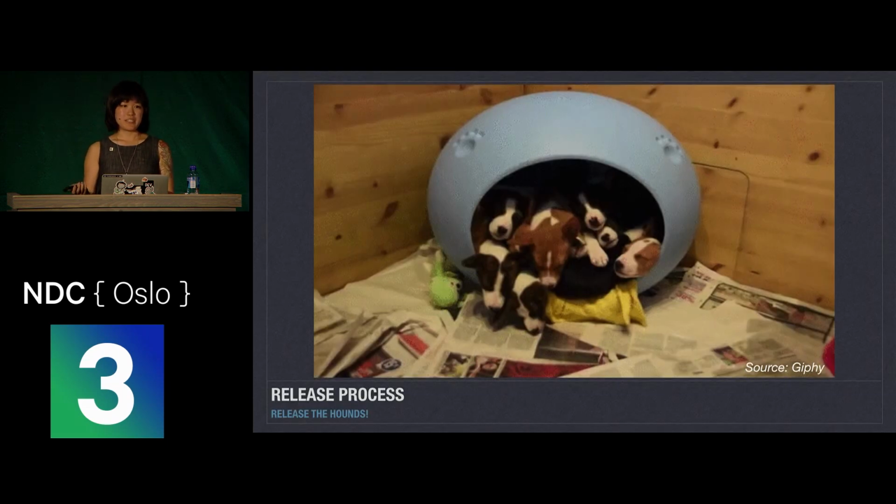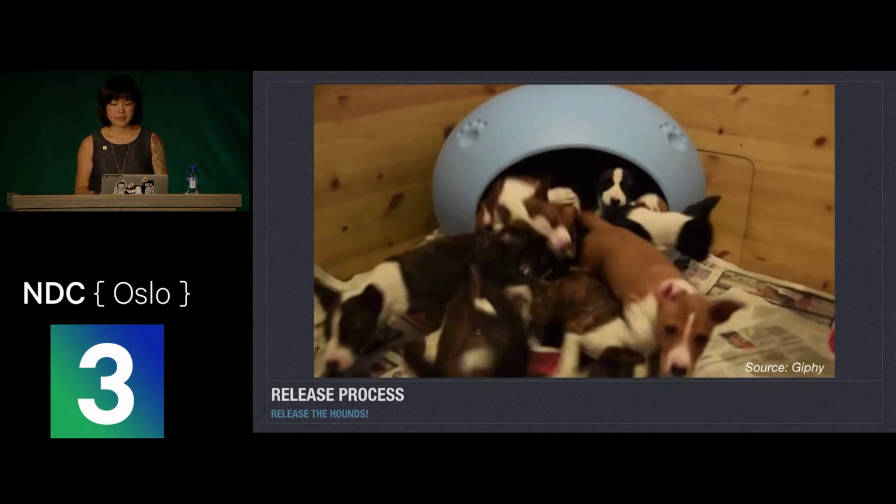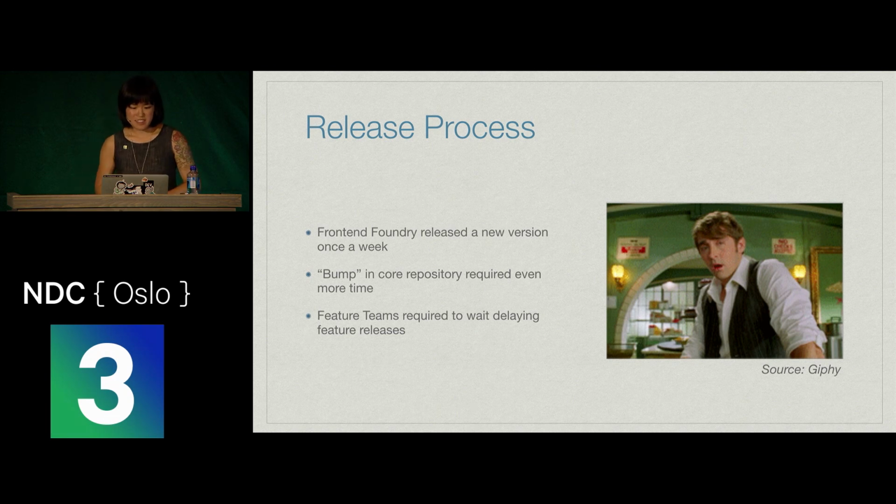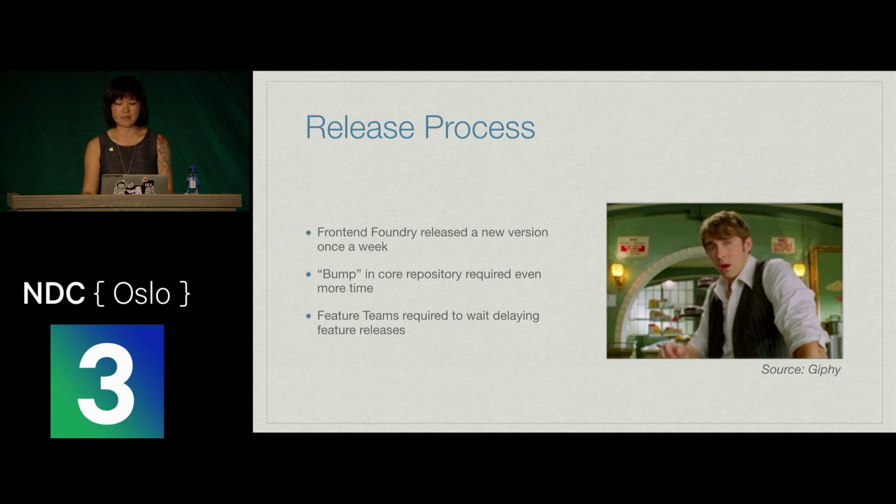Another issue we ran into was our release process. The release process of the design system is very complicated. Front-End Foundry would release a new version of the design system once a week. And then that design system needed to be bumped in our core repository, which required even more time. So feature teams, such as the team I was working on, were required to wait until Front-End Foundry decided that it was time for the design system to be released. So it could be a full week until I could actually get my feature released because of waiting for the design system.